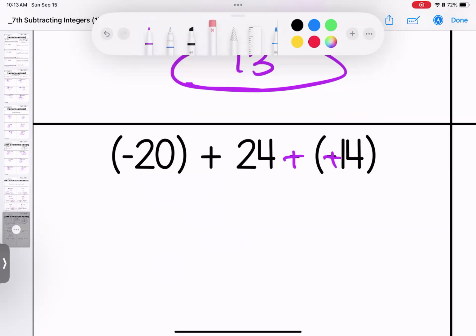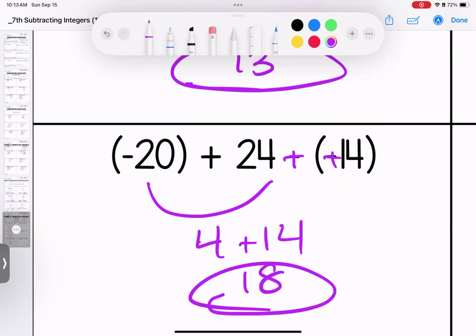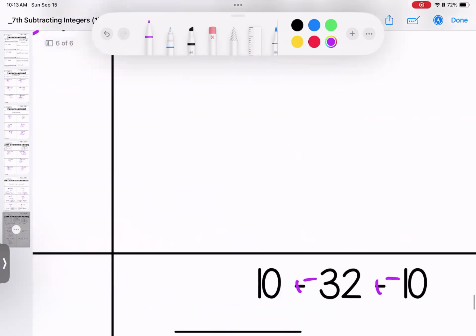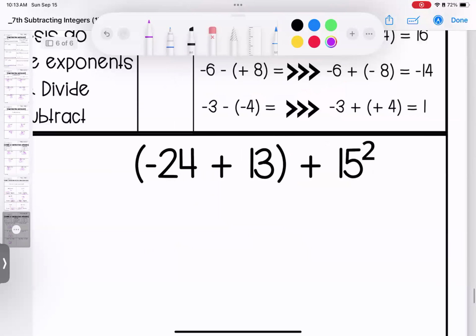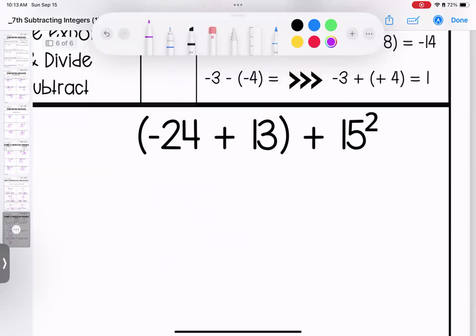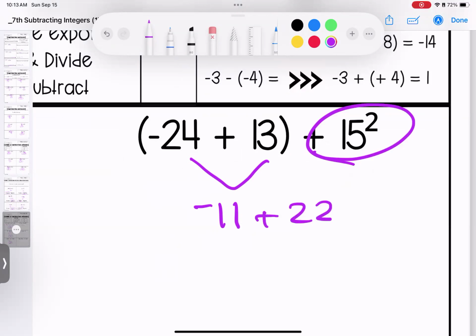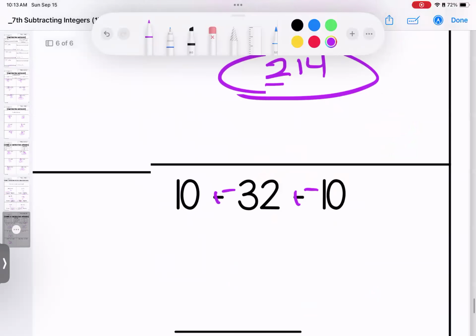Down here again, we have parentheses, but they're all just showing ownership. 20, negative 20, I should say. Oh my goodness. Oh, it went to eraser. There we go. This is going to leave us with a positive 4 plus 14 leaves us with positive 18. Over and up. Parentheses, 24, 13, subtract because they're opposites, I get 11. 15 squared is 225. Subtract these because they're opposite, 214, and it's positive.